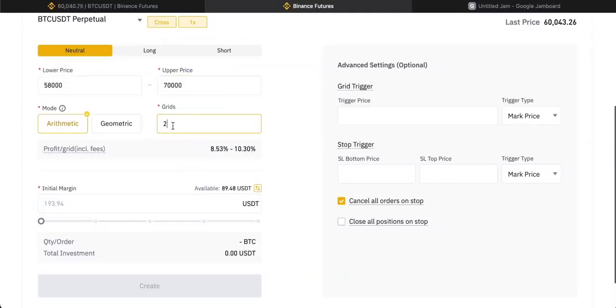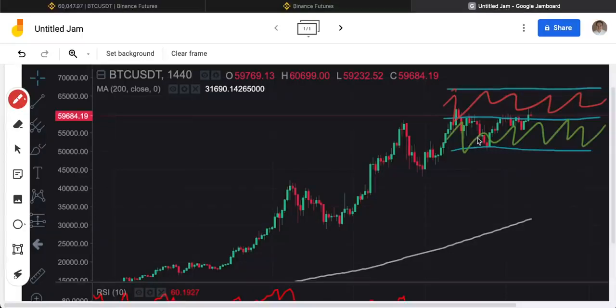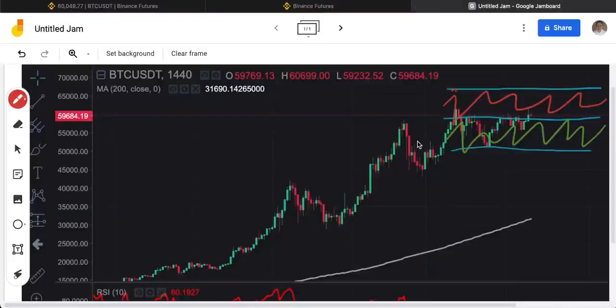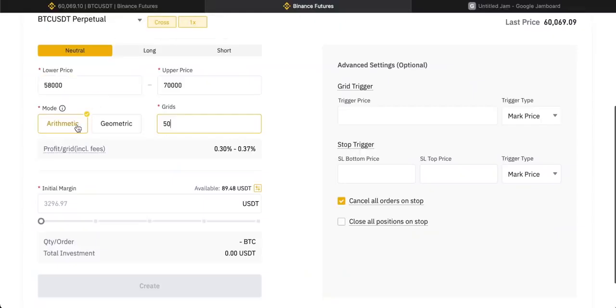So coming back to the futures, you can have two grids. That simply means that you're going to buy once and sell once. If that's what you want to do, you can do that, but you can put up to 149 grids in. So I'm going to put 50 like this. That means I'm going to have 25 buy orders at this bottom level and also 25 sell orders at this top level at different prices. Choosing arithmetic, it means that we're going to have exactly the same difference in terms of the grids.